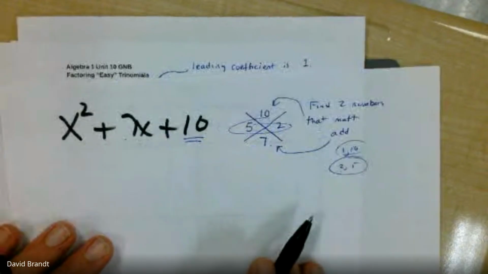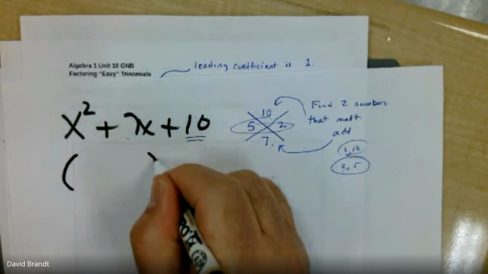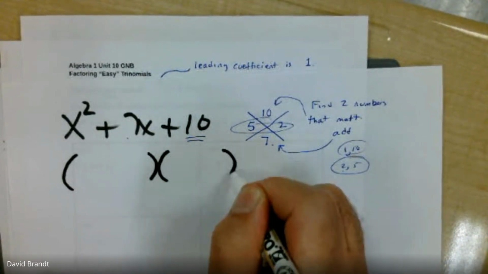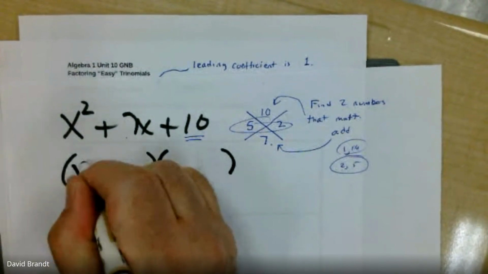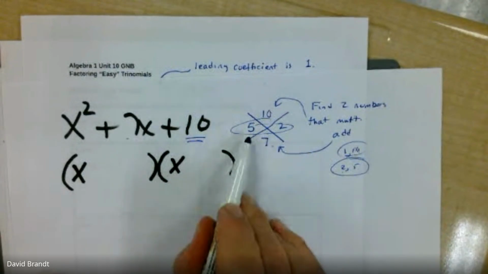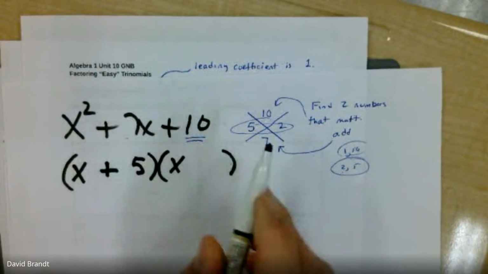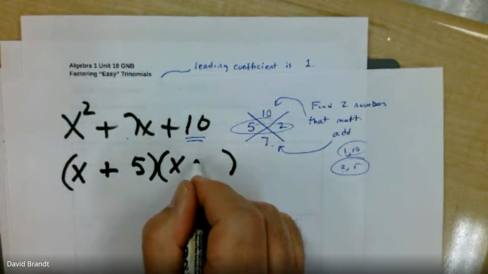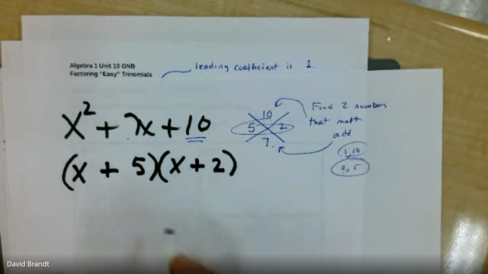What do you do with those 2 numbers? Well, you're going to write your answer like this. We want the answer to be 2 binomials. What does binomial mean? These are each going to have 2 terms. You put an x here and you put an x here. That is a positive 5, so you put positive 5. That is a positive 2, so you write positive 2. This is our answer.